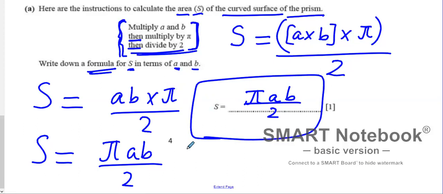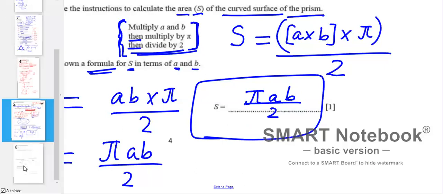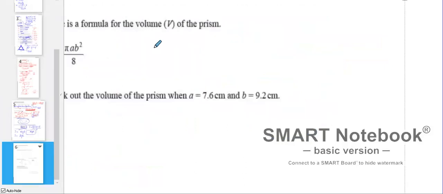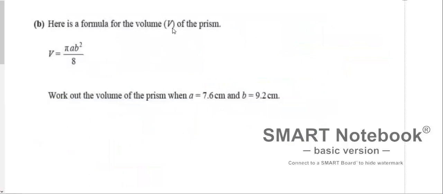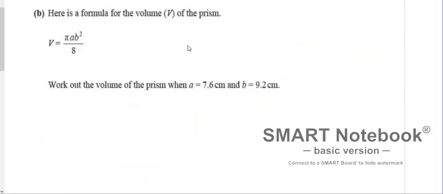Now that was part A. Let me see if there is a continuation. Yes, there is a continuation of this question. All right, now, here is a formula for the volume V of the prism. Okay, you are given the formula. Here is a formula for the volume V of the prism. So you are given that volume V equals to pi.